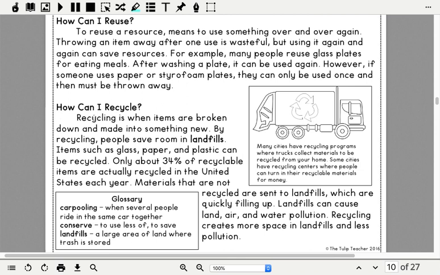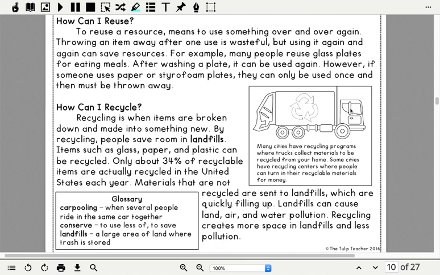How can I recycle? Recycling is when items are broken down and made into something new. By recycling, people save room in landfills. Items such as glass, paper, and plastic can be recycled. Only about 34% of recyclable items are actually recycled in the United States each year. Materials that are not recycled are sent to landfills, which are quickly filling up. Landfills can cause land, air, and water pollution. Recycling creates more space in landfills and less pollution.